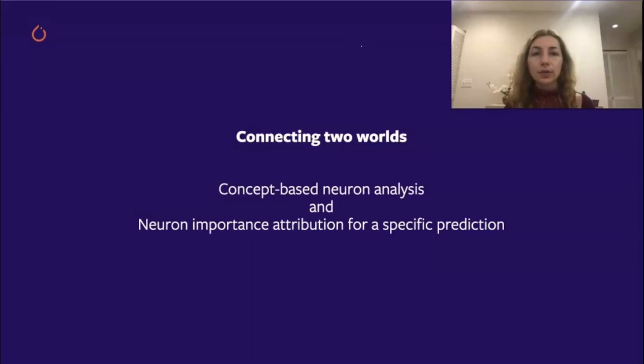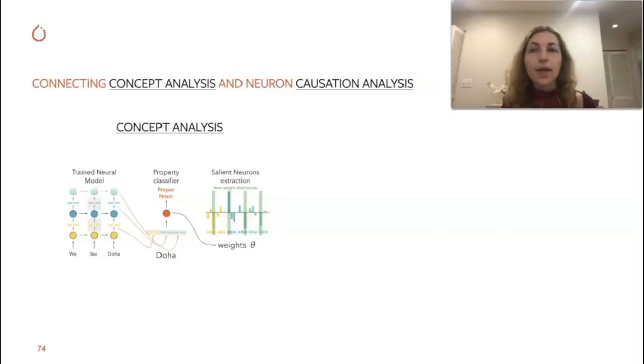In this part of the tutorial, we connect two different worlds that we introduced throughout this tutorial: concept-based neuron analysis and neuron importance based on attribution for a specific model prediction. As you might recall from the previous parts of this tutorial, we introduced techniques that help us to perform fine-grained neuron analysis and identify what different concepts, such as concept of proper noun, our model learns, independent of predicted class.